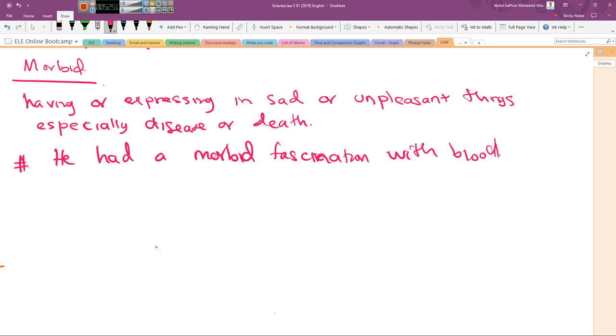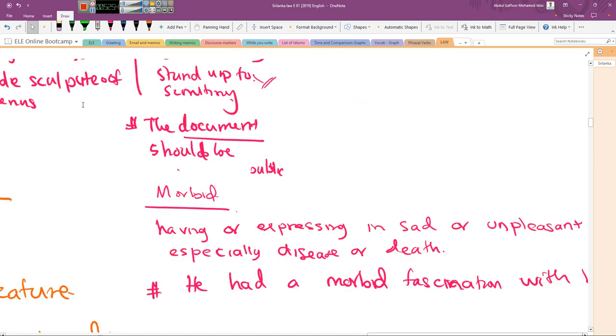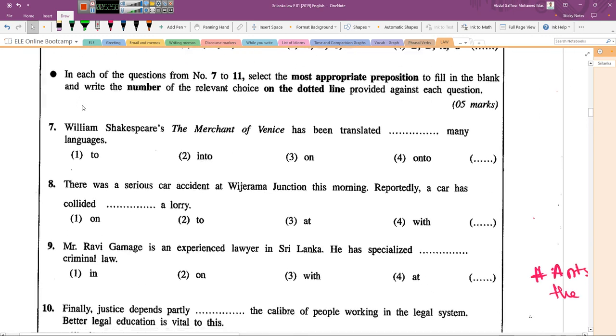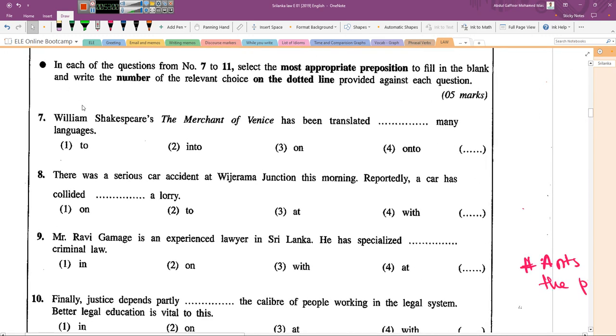Okay, right. So now we will move to the next one, that is, in each of the questions from number 7 to 11, select the most appropriate preposition to fill in the blank and write the number of the relevant choice on the dotted line provided against each question. Right. So now we are tested regarding the knowledge that we have. Our knowledge in prepositions is tested here in this question.